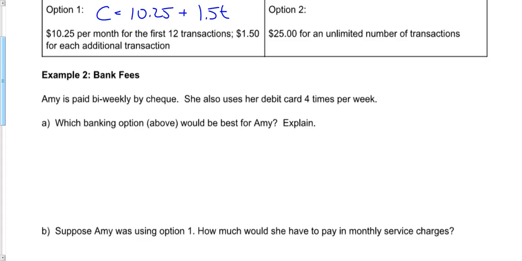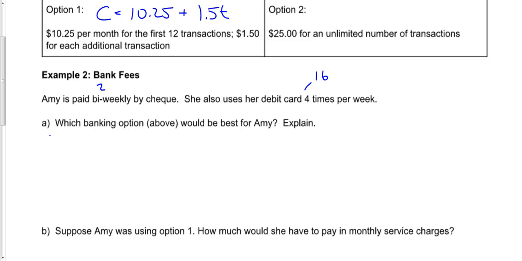So let's say Amy's paid bi-weekly by check. So bi-weekly means 2 times per month. Okay, so she also uses her debit card 4 times per week. There's 4 weeks in the average month, so that means 16 times per month. So we want to figure out which banking option above would be most beneficial for Amy.